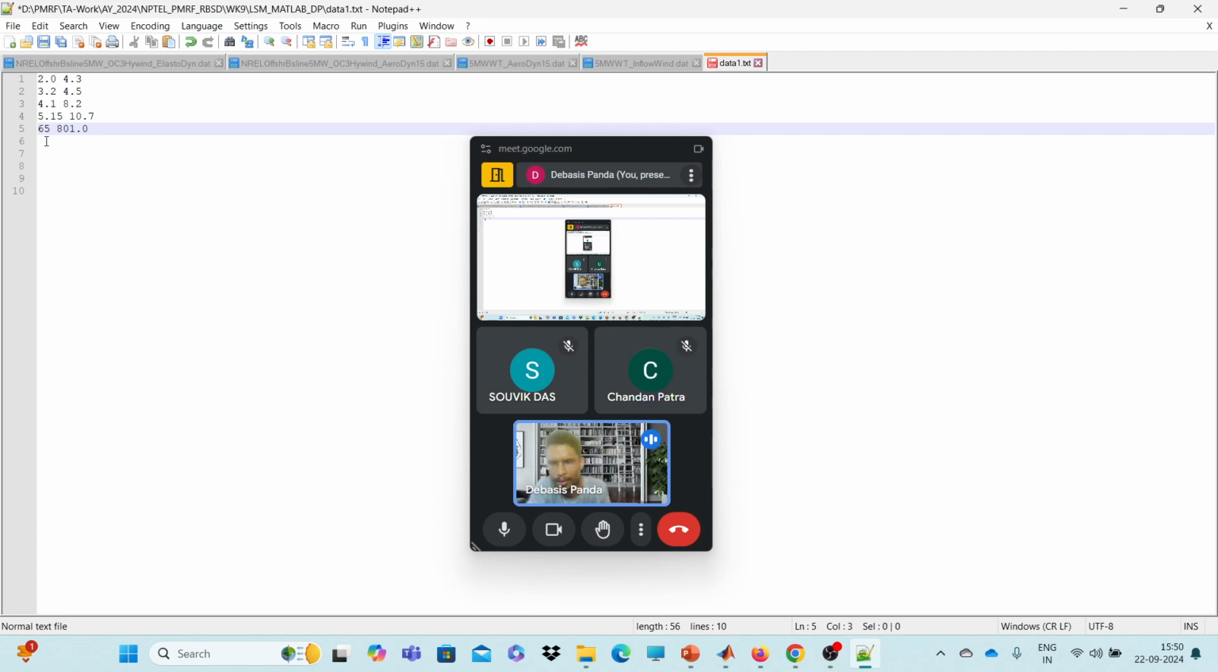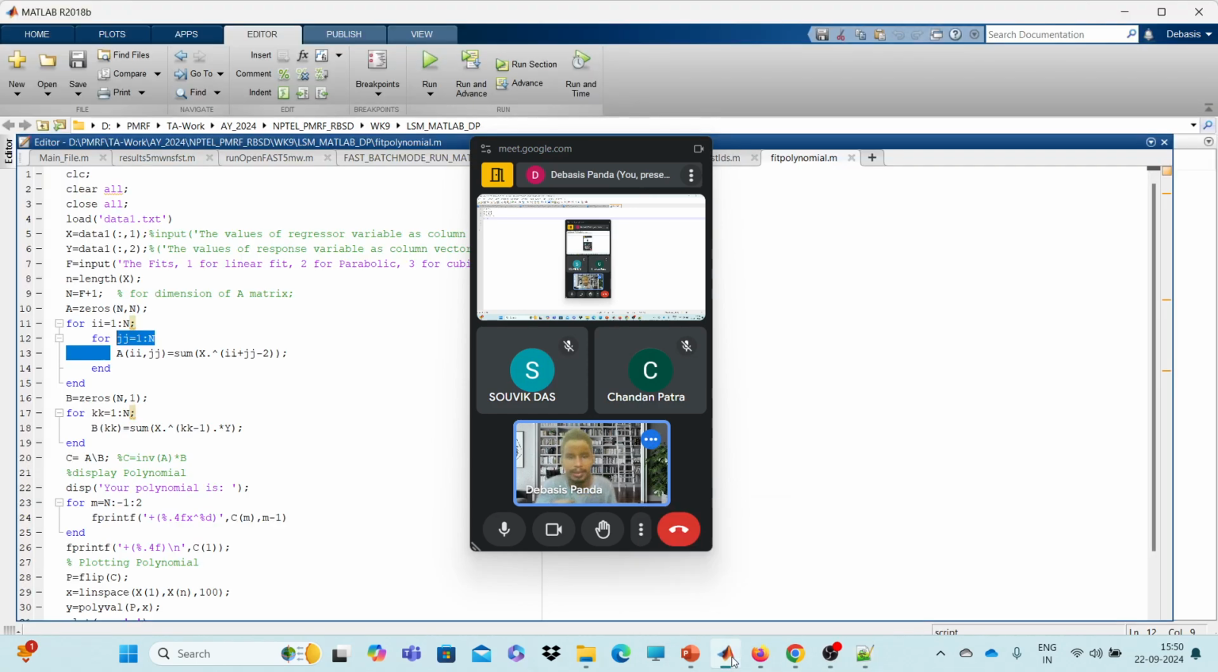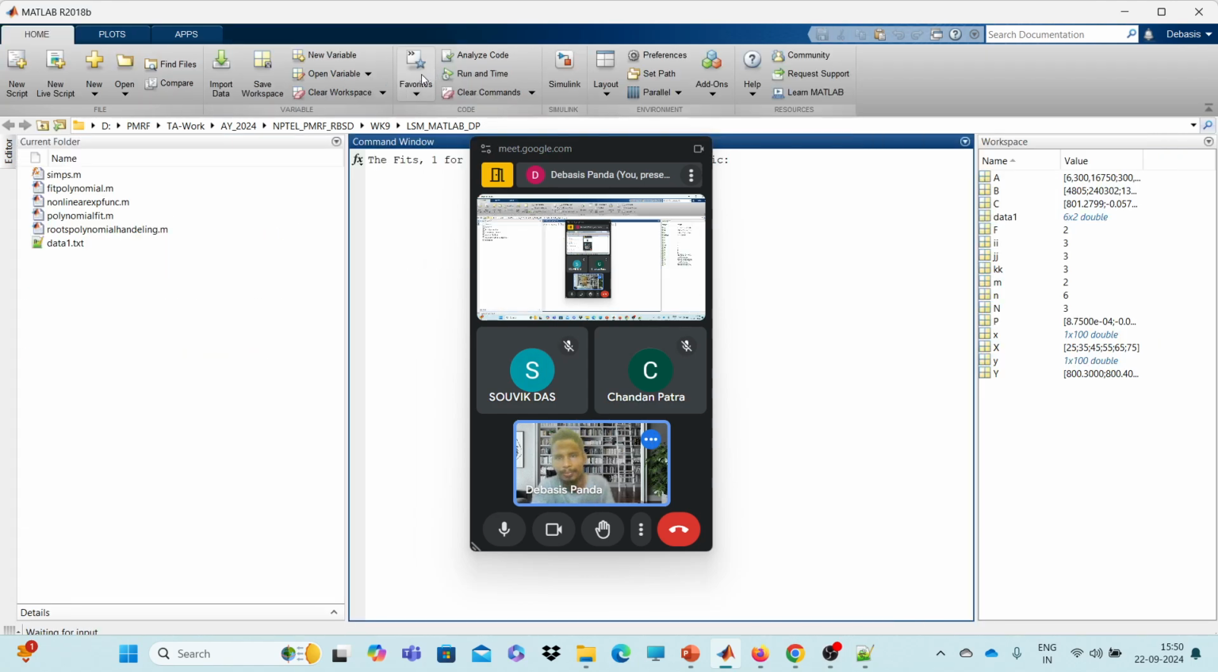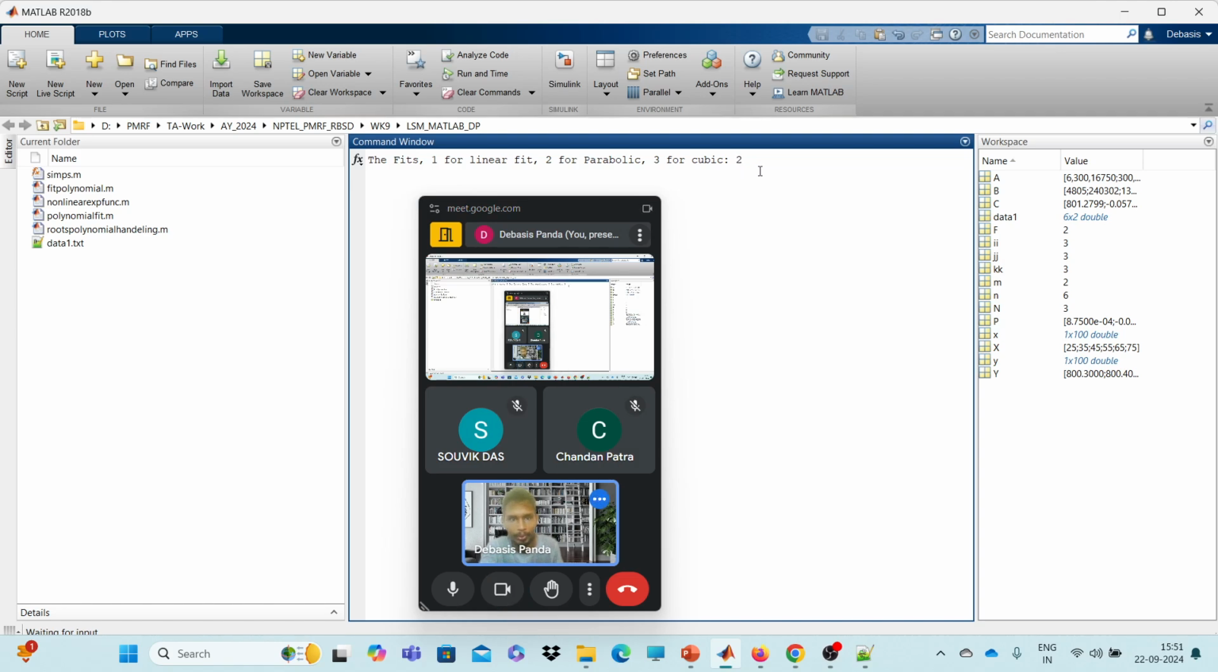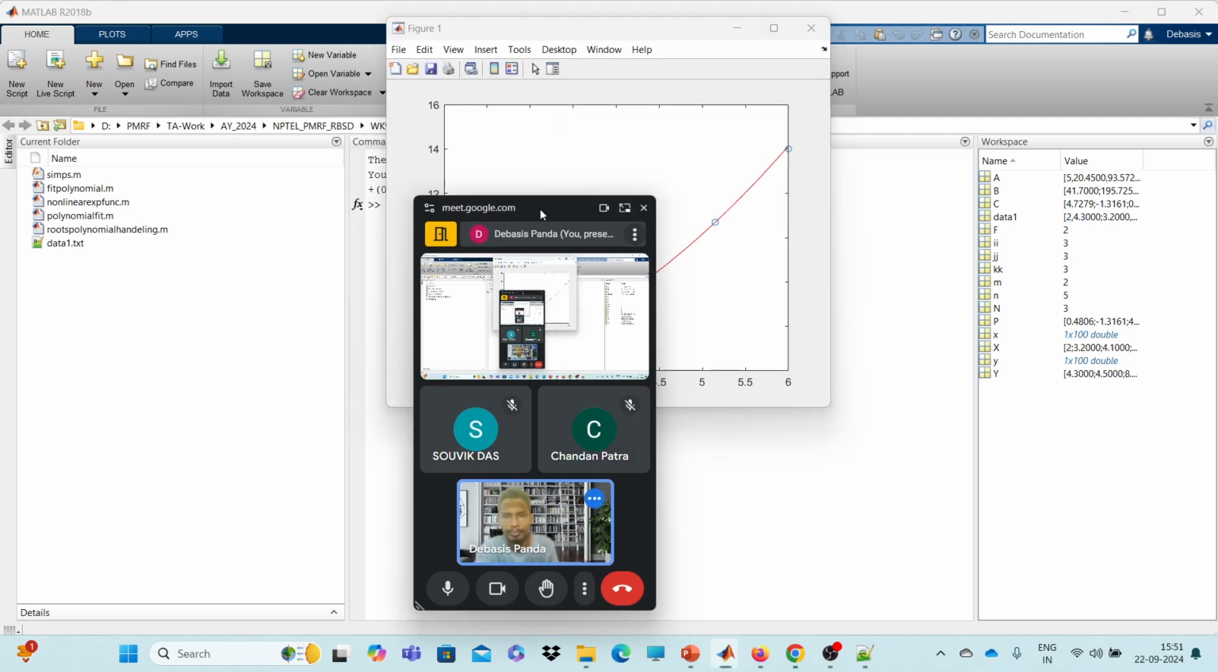Let's check whether this function file is working well or not. Okay, we have loaded our data. If you have a large data set, you will either have a text file, dat file or Excel file. Just read that file and load it. I am loading this data from this text file. We wish to fit the second order polynomial here, so just put 2, enter. Yeah, we are having the fit.